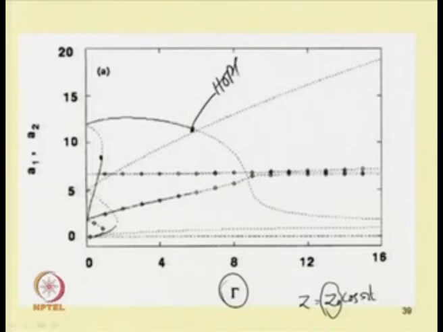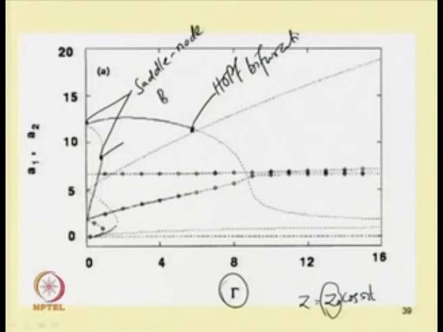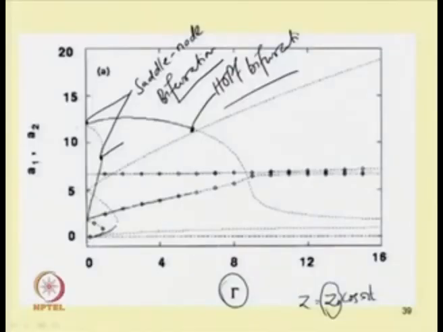This is a Hopf bifurcation point and this point is a saddle node. So, this point is also a saddle node bifurcation point. To find whether it is a saddle node or Hopf, one can plot the variation of the eigenvalue with this control parameter, and by plotting this variation of the eigenvalue with the control parameter for this particular branch, one can observe up to what point it is stable and where it becomes unstable.